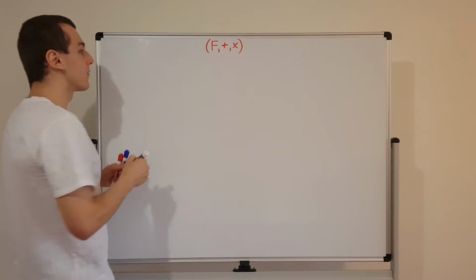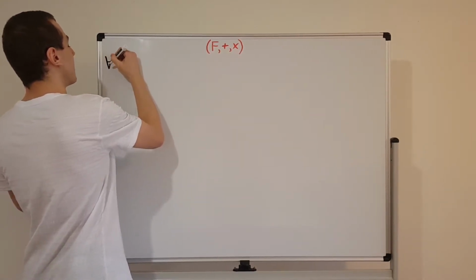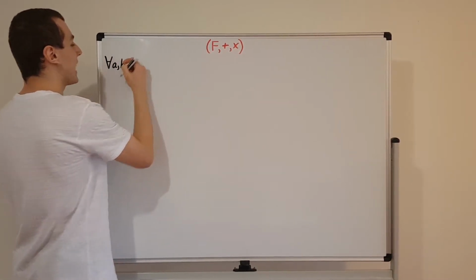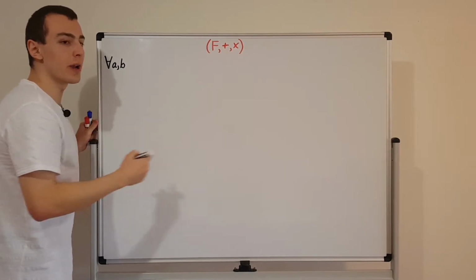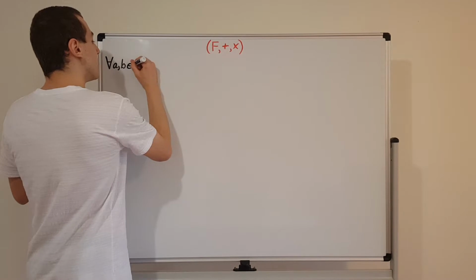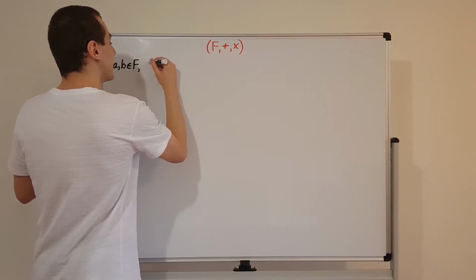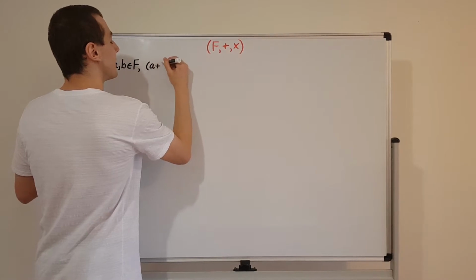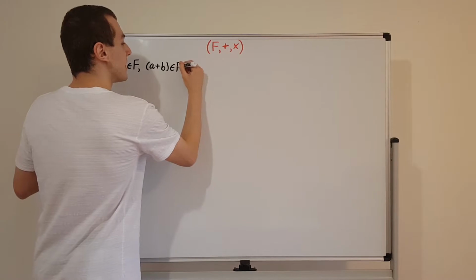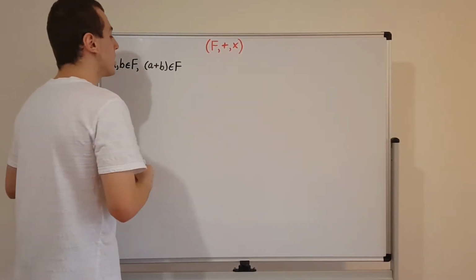I'm going to use the for all symbol. The for all symbol is an upside down A. So for all A and B in the field, I'm going to use A and B to denote some arbitrary elements that are inside this field. For all A and B that are elements of the field, capital F, I want A plus B to also be an element of the field. So this is called closure. This means that the field is closed under addition.